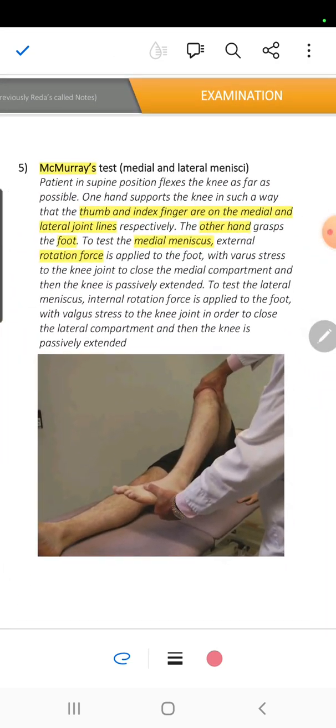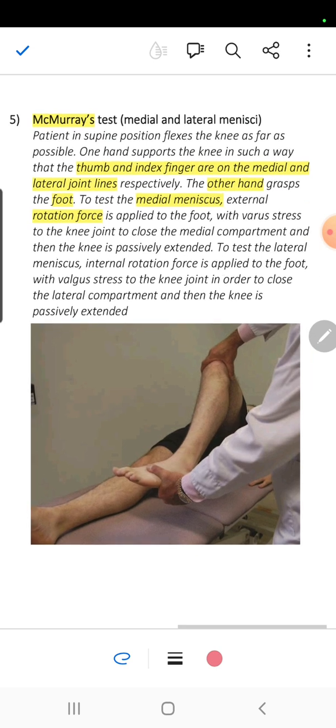Now McMurray's test. How is it done? Again we have to see the image. For McMurray's test, the patient is in a supine position with the knee flexed and relaxed. One hand supports the knee in such a way that the thumb and index fingers are on the medial and lateral joint lines. The other hand grasps the foot.